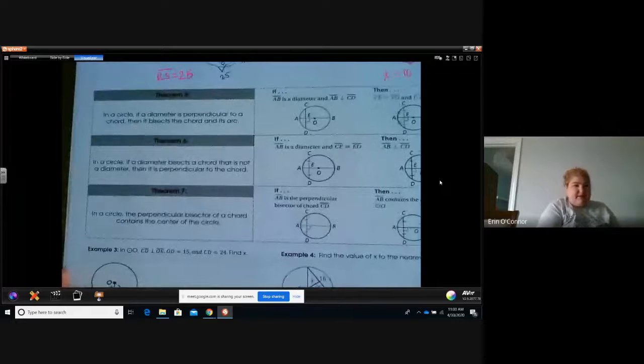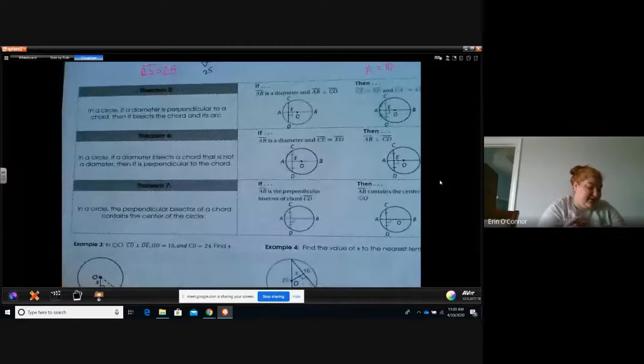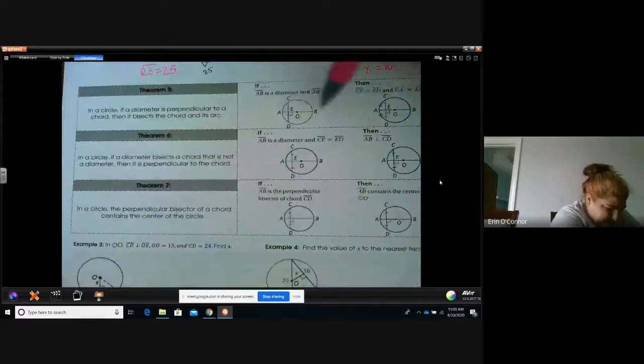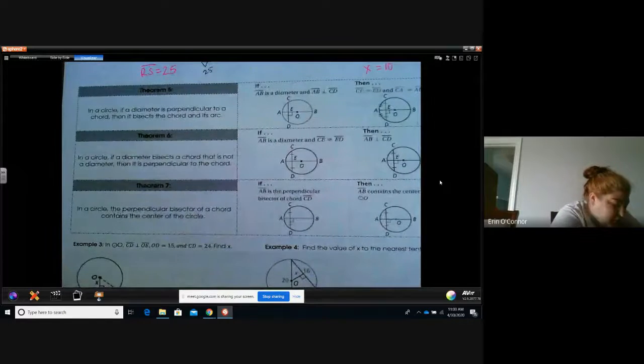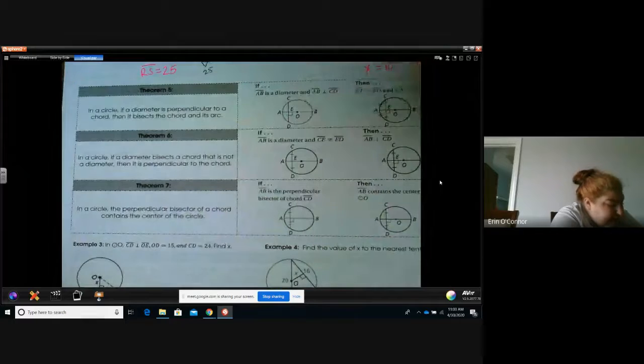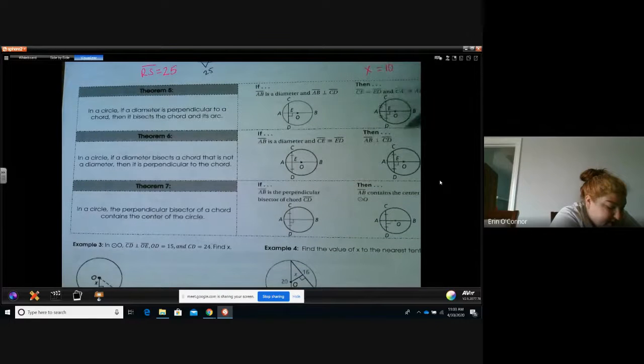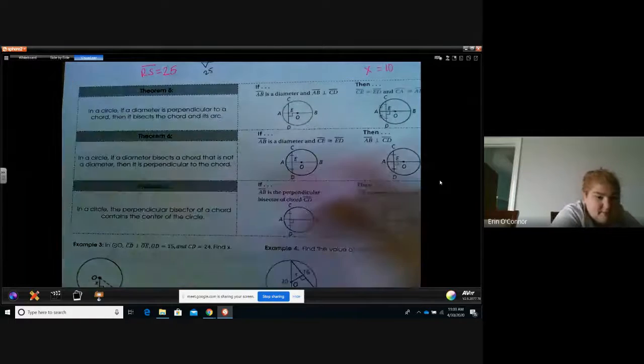Okay. We have a couple more theorems. Theorem 5. In a circle, if a diameter, so here's my diameter from A to B, is perpendicular to a chord, here's my chord right here, then it bisects the chord and its arc. What it means by bisects means cuts it in half. So AB is a diameter, and AB is going to be perpendicular to CD. That means CE is going to equal ED, and arc AC is going to equal arc AD because it cuts it in half.